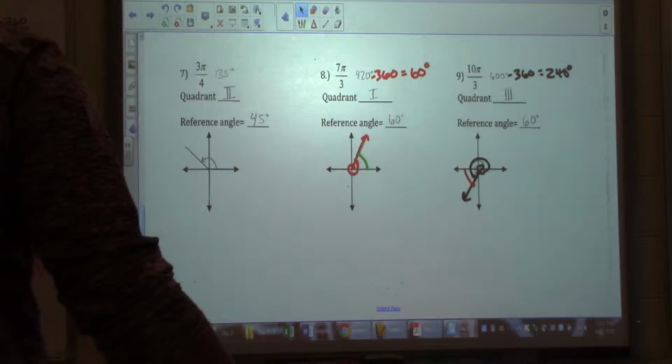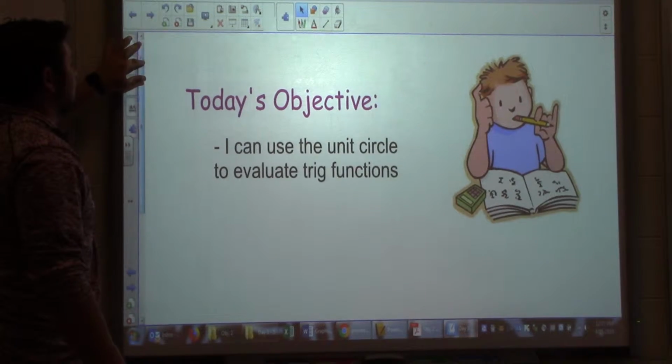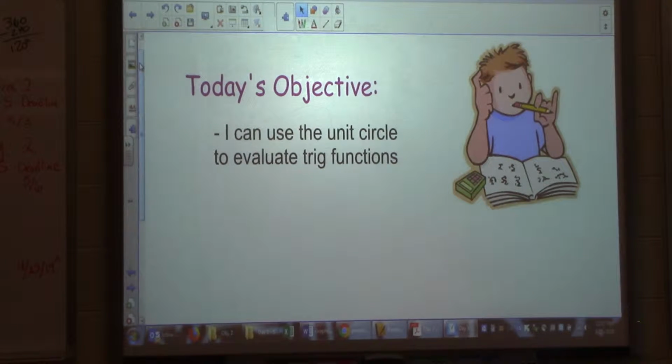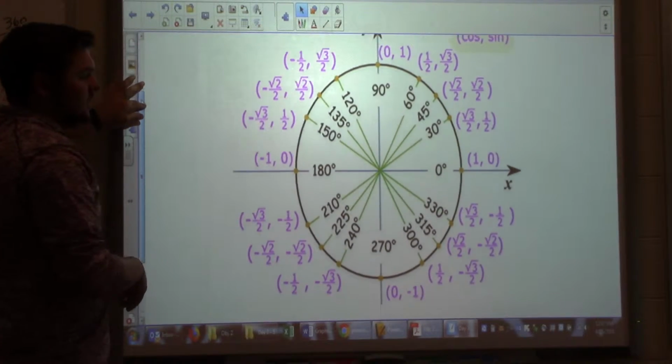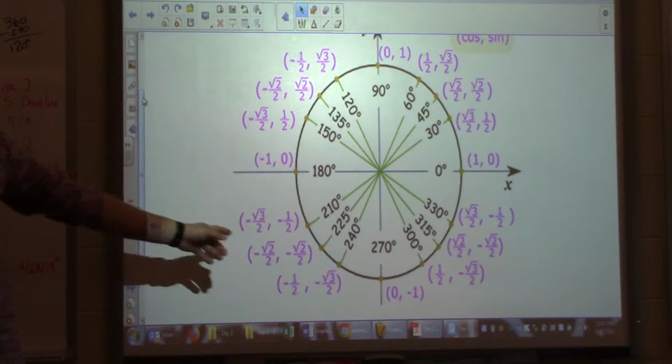Alright, so today we're going to start using a unit circle, evaluating trig functions on a unit circle. Like I said, do not write anything on there that I do not tell you to write, otherwise they get ripped up on test day. Your unit circle should look something like this, correct?